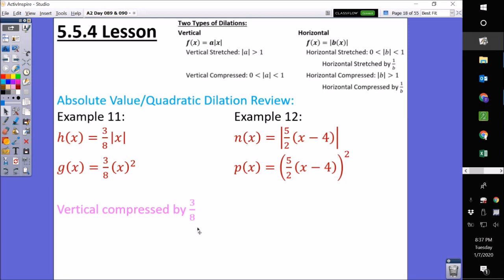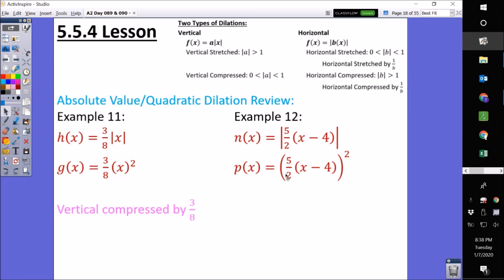Moving on to example 12. Here we're just going to focus on 5 over 2. Don't worry about the minus 4. Since we're doing dilation, we're only going to worry about the number that's inside and in front of x. I have two functions, n of x and p of x. N of x is in absolute value form, and p of x is in quadratic form. But they both have 5 over 2 inside the absolute value and the parenthesis, and in front of x. So since it's inside and in front of x, it's going to be a horizontal dilation.